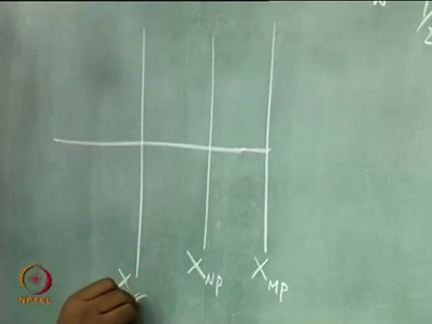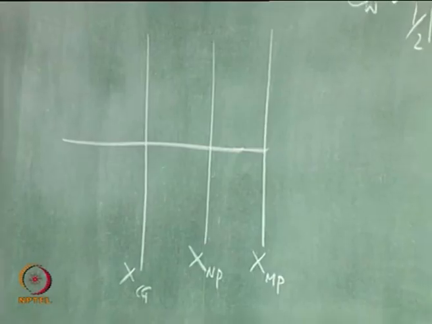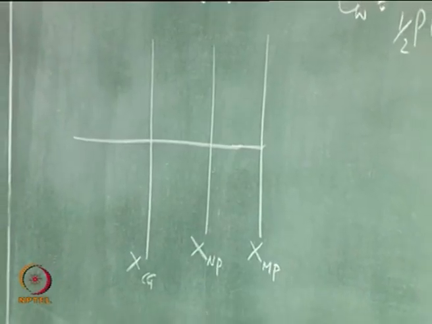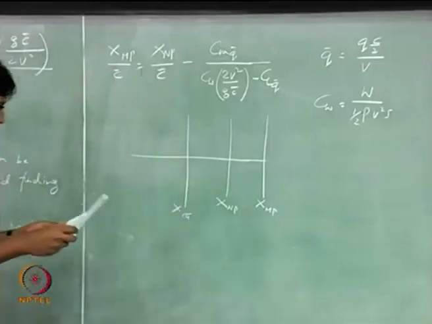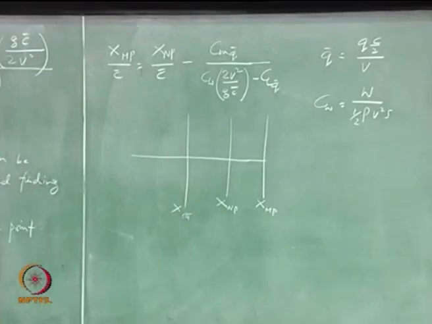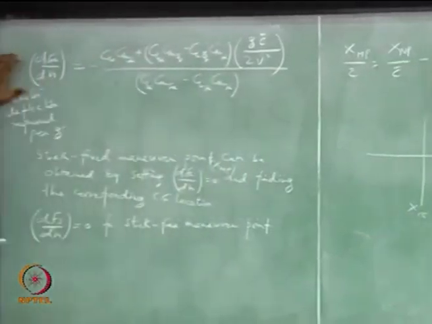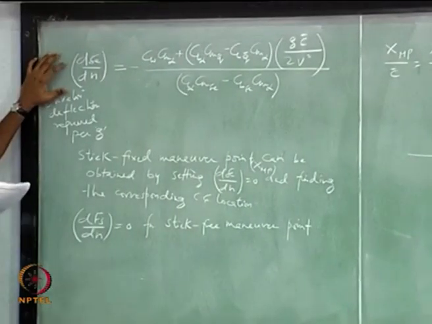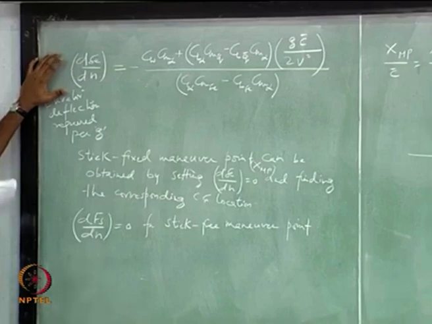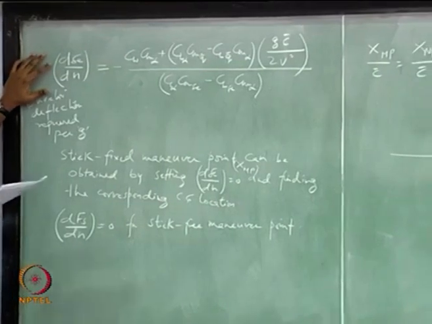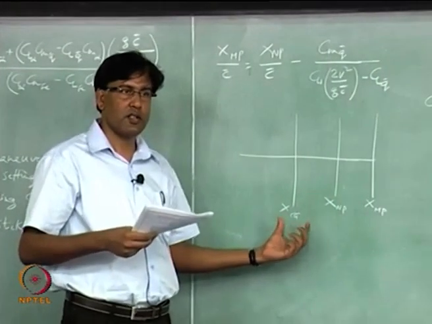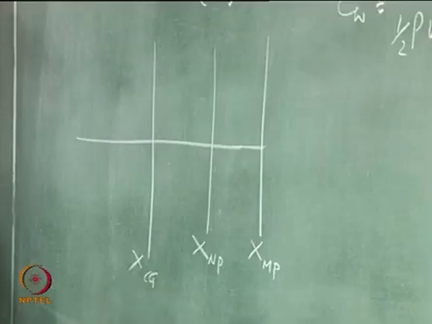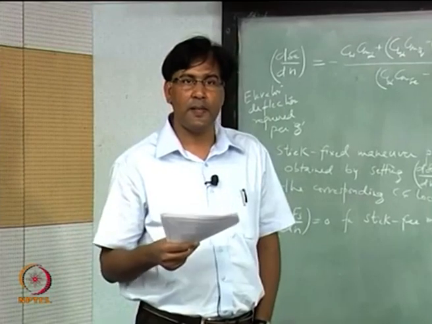CG is here, right. So, I want to look at, let us say, what is happening to this elevator control requirement per g of normal acceleration with respect to the CG movement, right. CG can change, and that can be a design criterion, right.